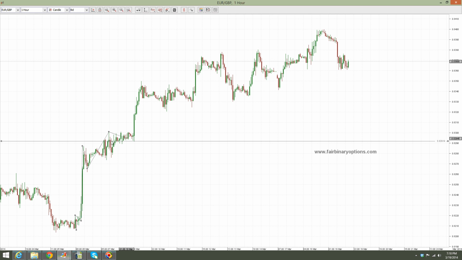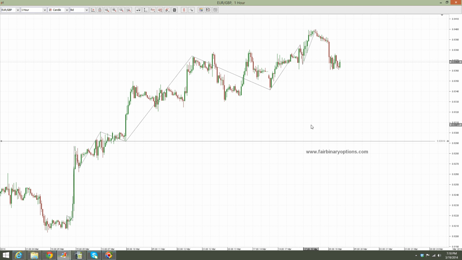Then we have the B wave here in the form of a contracting triangle, A, B, C, D, E, and then the rising wedge. 1, 2, 3, so the third wave to be up here, either here or here, doesn't matter. Then 4, and then the fifth wave to the upside. And this is the whole pattern.